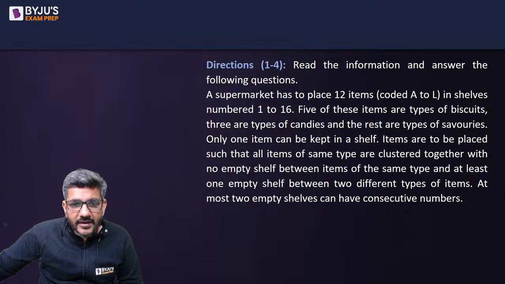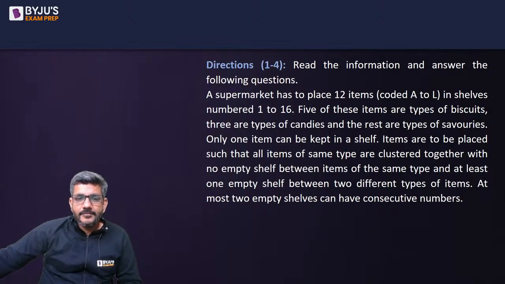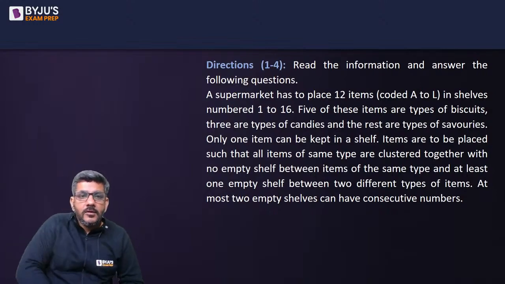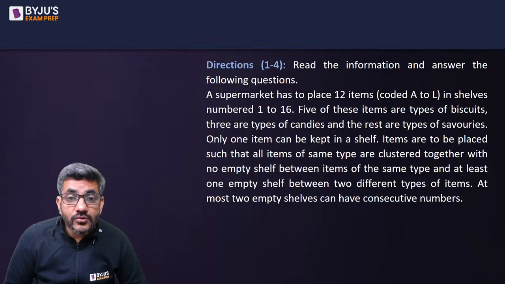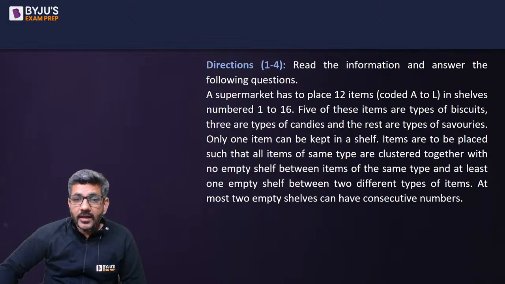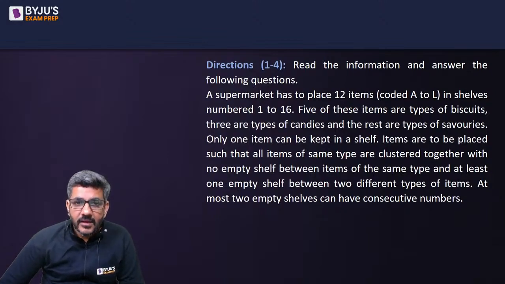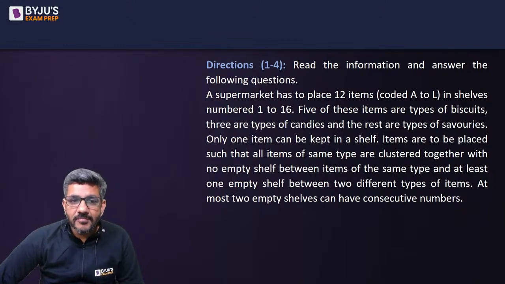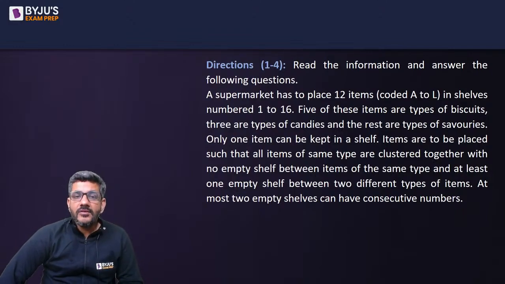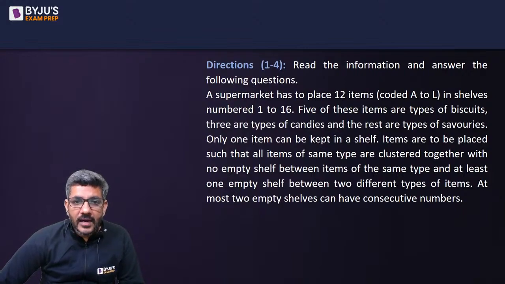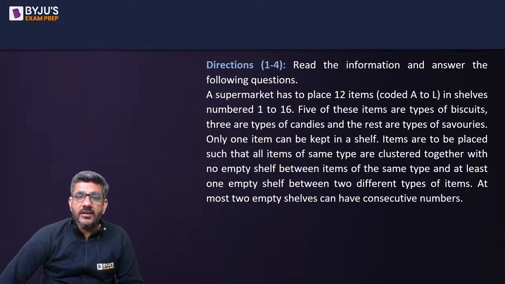I'm sure all of you are reading it. So it says a supermarket has to place 12 items coded A to L in shelves numbered 1 to 16. 5 of these items are types of biscuits, 3 are types of candies, and rest are types of savories. Only one item can be kept in a shelf.